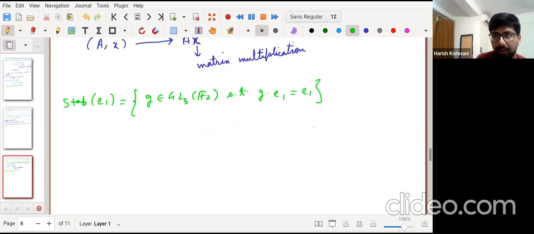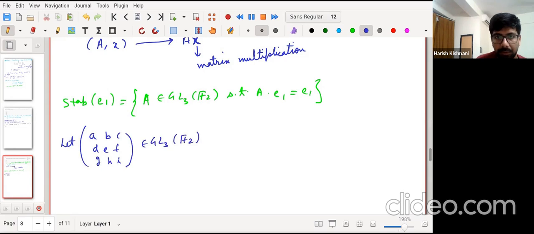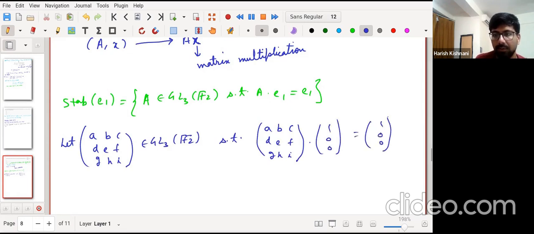Okay, and what does this mean? Here we are using matrices, so it's better to use the notation A. G is also fine, but we used the notation A above, so let's go with the same notation. We need all these matrices which fix this e1. So we pick an arbitrary element A of GL3 F2 such that A dot e1, this is our A and this is our e1, again gives you 1 0 0.